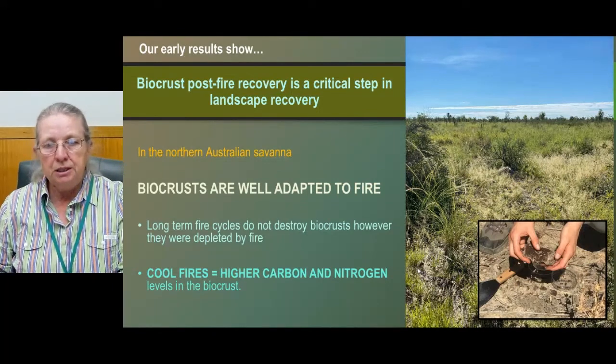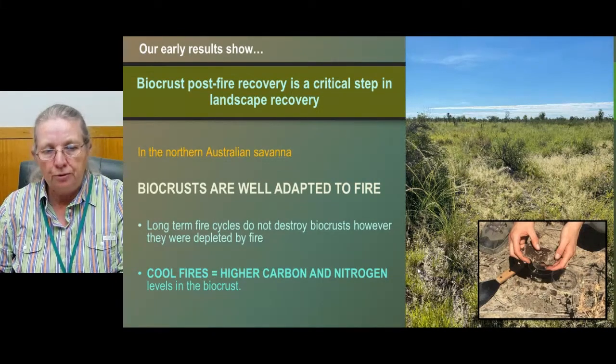We did a lab experiment and it showed that the cooler fires, so the early season fires, had higher carbon and nitrogen levels in the biocrust post-fire.